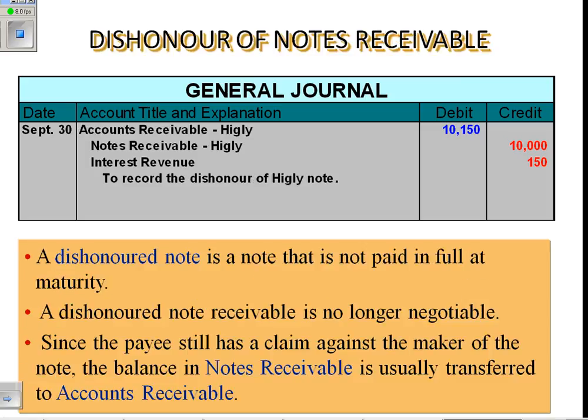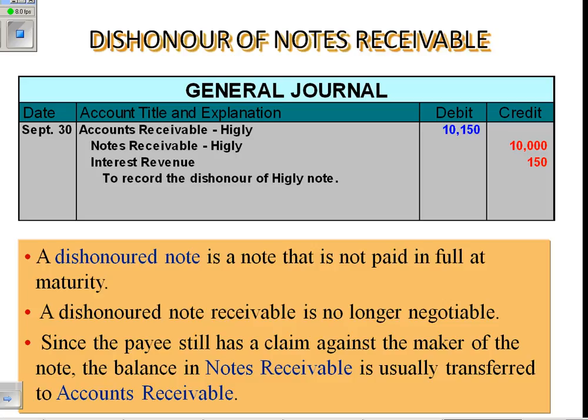credit notes receivable because they've paid us, and credit interest revenue, whatever the interest calculates to on that note. A dishonored note is a note that is not paid in full at maturity, and these notes are no longer negotiable. Since the payee still has a claim against the maker of the note, the balance in notes receivable is usually transferred to accounts receivable.